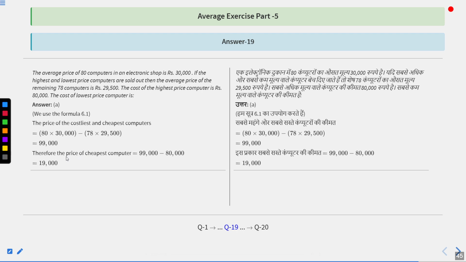Now the price of the cheapest computer, because the costliest computer is 80,000 rupees. So what will be the cheapest computer price? 99,000 minus 80,000. So we get 19,000, which is the lowest price of the computer. Clear? Next one.